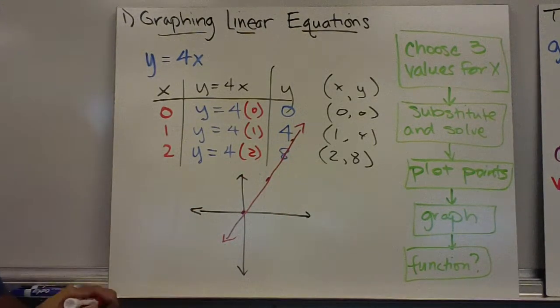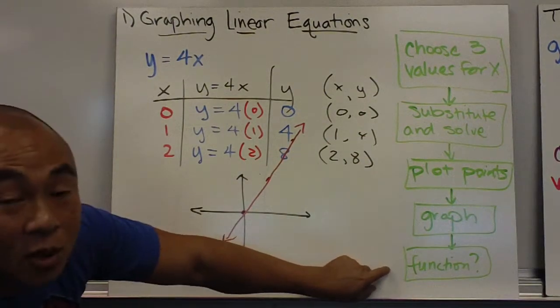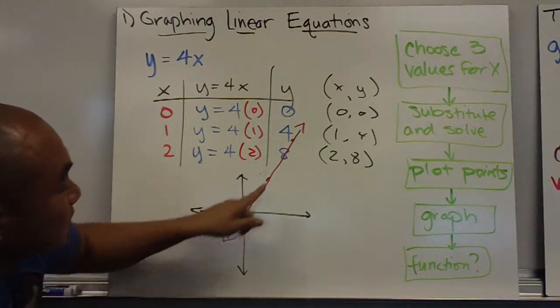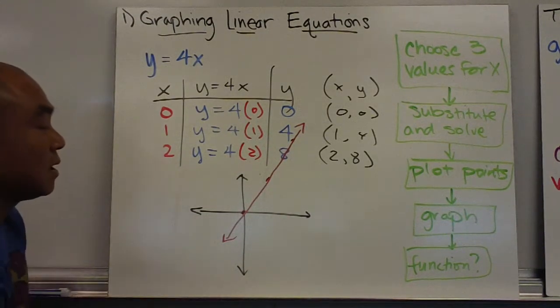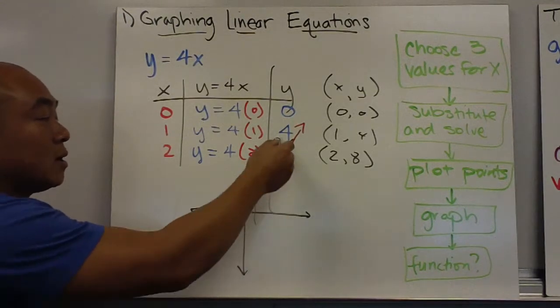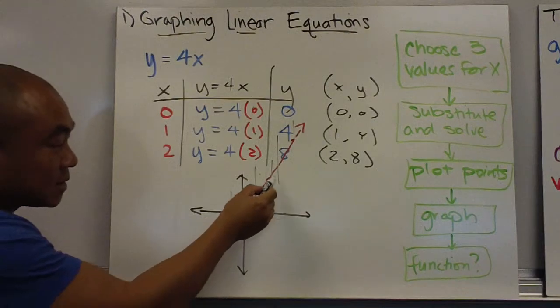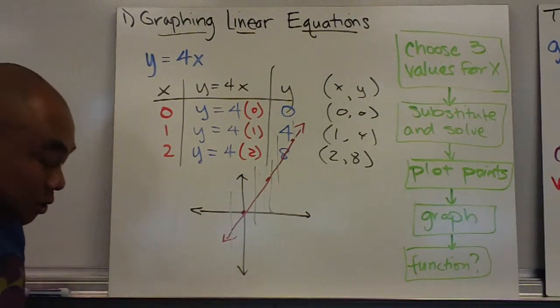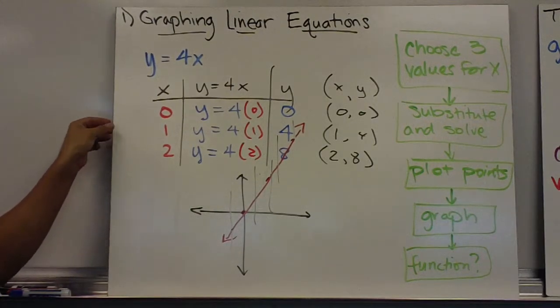Now we've done all these things and we've graphed it out. Our last question is: is it a function? This is a function because we can do a quick test called the vertical line test. If I draw a vertical line anywhere on this graph, it hits the graph at exactly one point, which makes this a function. All right, let's move on.